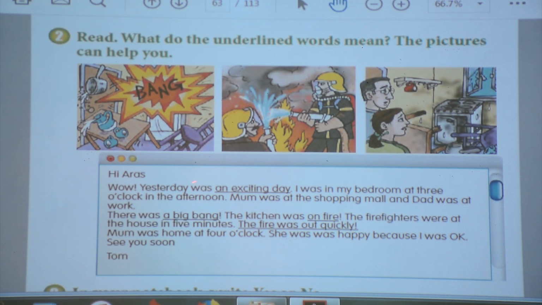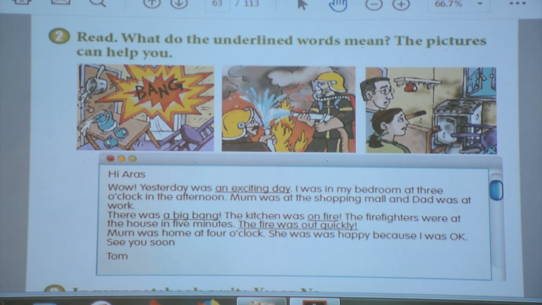Wow, yesterday was an exciting day. And he said, yesterday was an exciting day. I was in my bedroom at 3 o'clock in the afternoon. Which preposition should you use for o'clock? At. And because "I" is singular, you should put "was." I was. Okay, it's for past. I was in my bedroom at 3 o'clock in the afternoon.